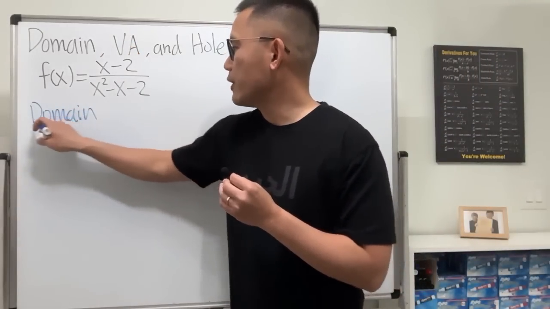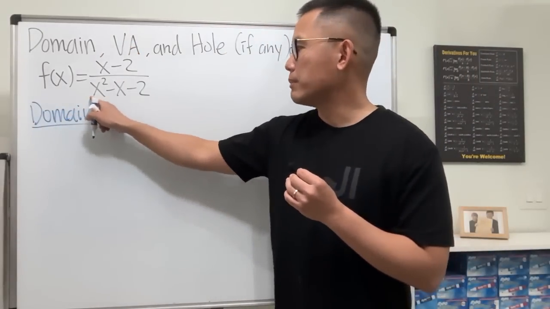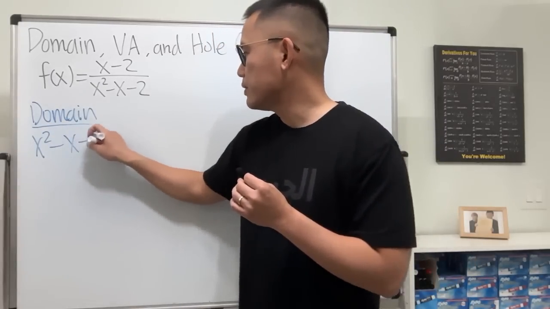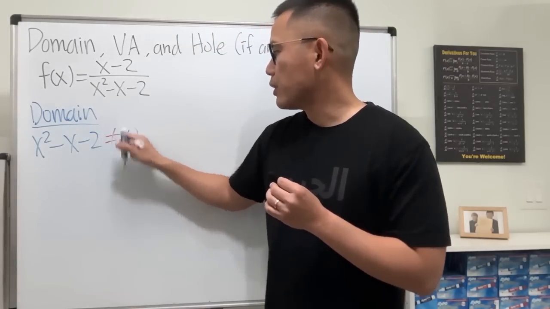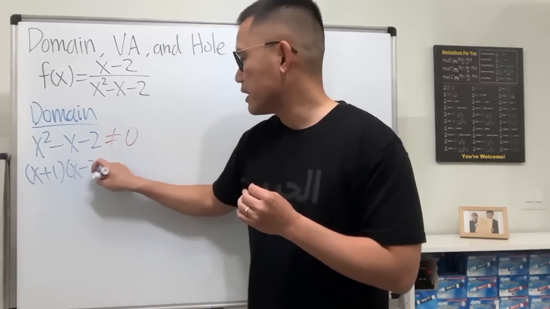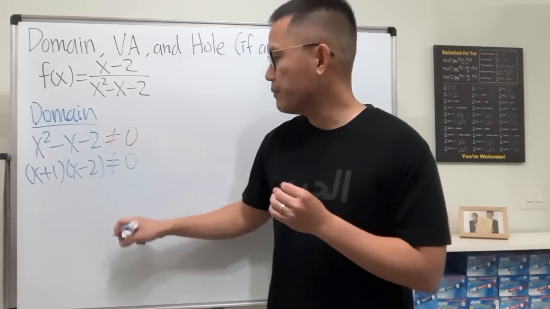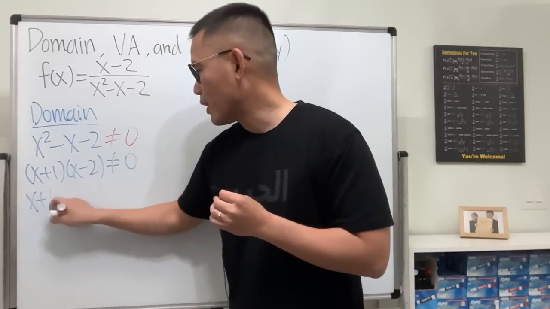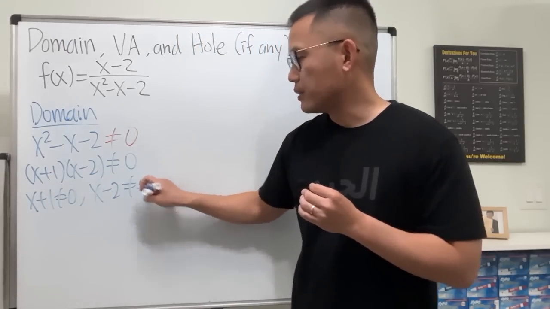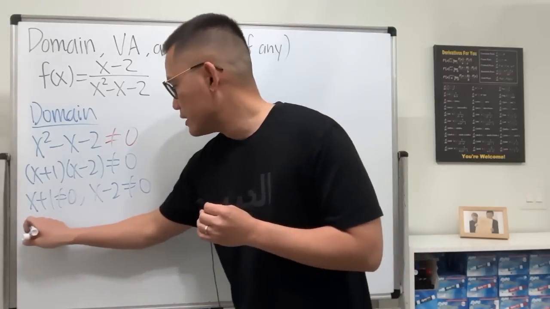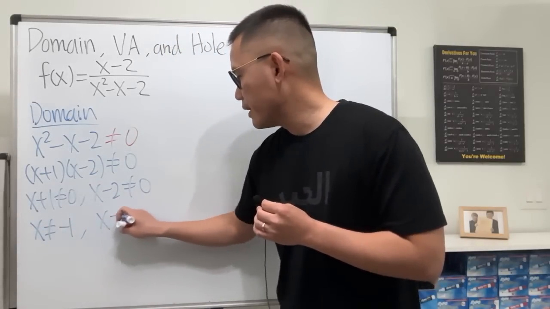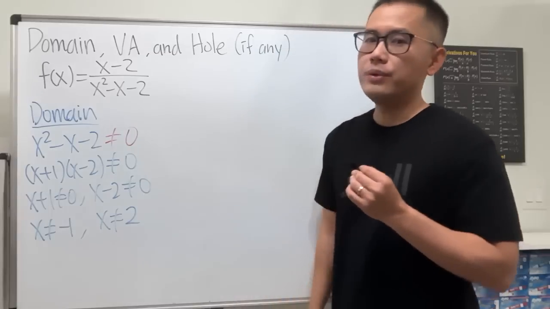For the domain of a rational function, you just make sure the bottom cannot be equal to 0. So x squared minus x minus 2 is not equal to 0. Factor it: x plus 1 times x minus 2 cannot be equal to 0. From the first one, x plus 1 cannot be equal to 0. From the second one, x minus 2 cannot be equal to 0. Then, subtracting 1 from both sides, x cannot be negative 1. From here, x cannot be equal to 2.